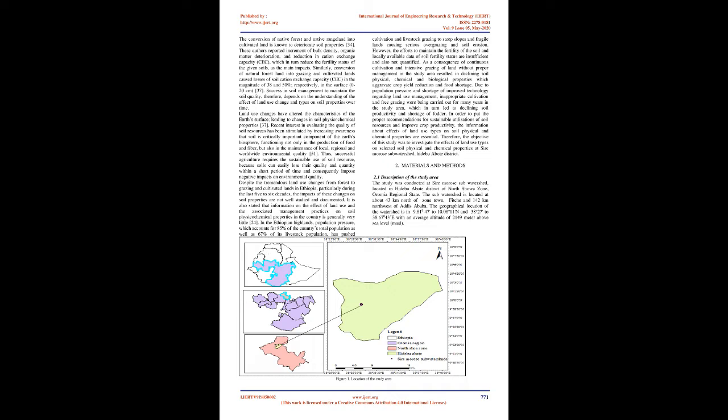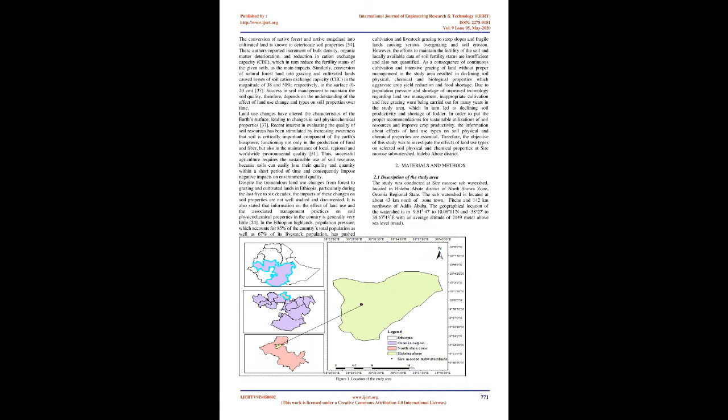Thus, successful agriculture requires the sustainable use of soil resource, because soils can easily lose their quality and quantity within a short period of time and consequently impose negative impacts on environmental quality. Despite the tremendous land use changes from forest to grazing and cultivated lands in Ethiopia, particularly during the last 5 to 6 decades, the impacts of these changes on soil properties are not well studied and documented.